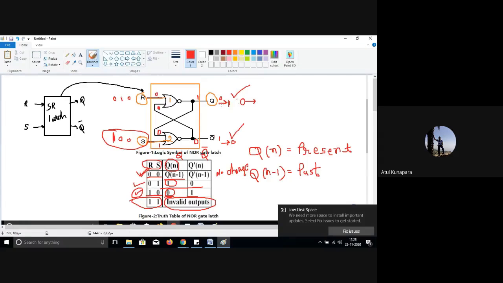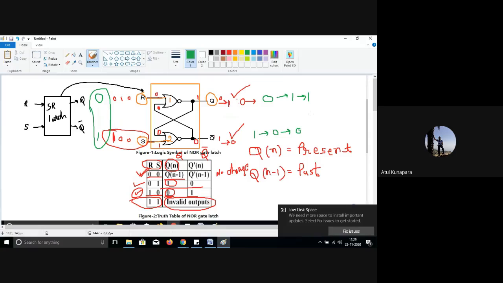Understand this thing, everyone, what I'm talking to you here. I'm saying that suppose I'm giving R equal to 0 and S equal to 1. And with that, initially, let us say I have Q equal to 0 and Q bar equal to 1, then the next output will be 1 at Q and Q bar is going to be 0, right? But let us say my Q is already 1 and Q bar is already 0, and I'm supplying the same input here, that is R equal to 0 and S equal to 1. Then what will happen to the next output? Your Q will remain as it is, 1, and Q bar will remain as it is, 0.